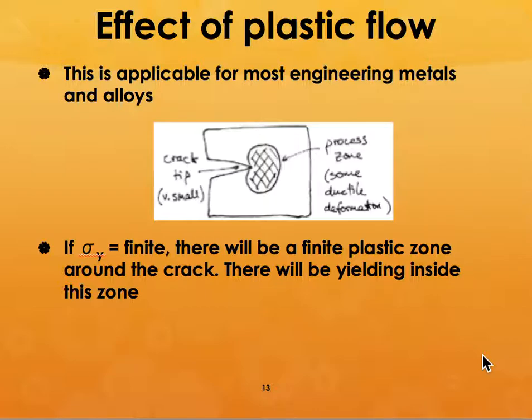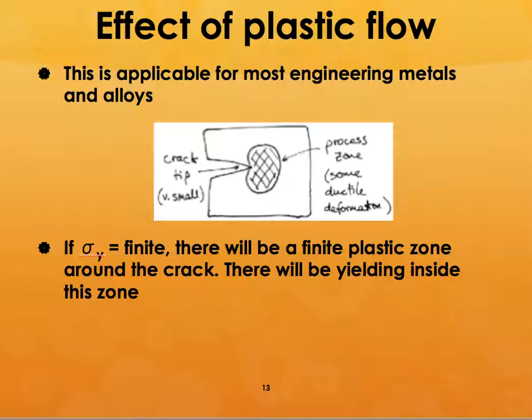So if the yield stress is finite, there will be a finite plastic zone around this crack, and there will be yielding inside this zone which will help absorb the energy of that crack and stop the crack from proceeding further. But if you don't have that, if the process zone is pretty small, that means there is nothing to stop the crack.